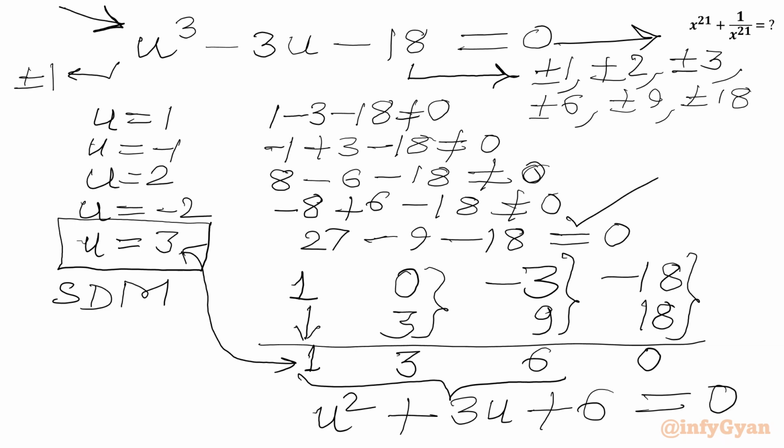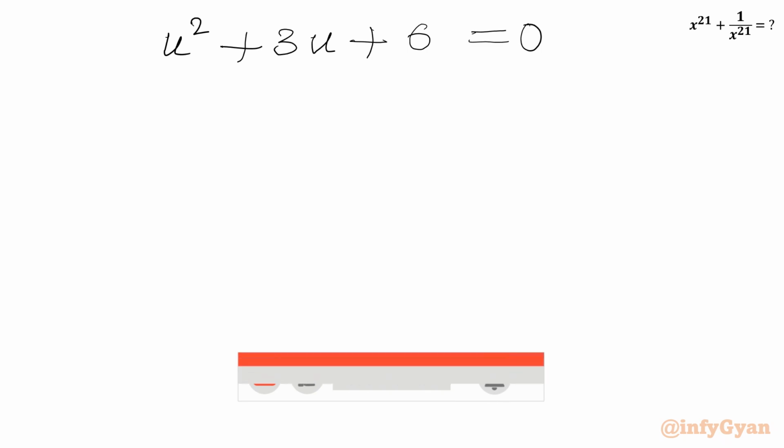Now one root is confirmed. It is u equal to 3, which is real also. Now we have to check from this quadratic equation whether we are going to get real solutions or not. So I will write u square plus 3u plus 6 equal to 0.